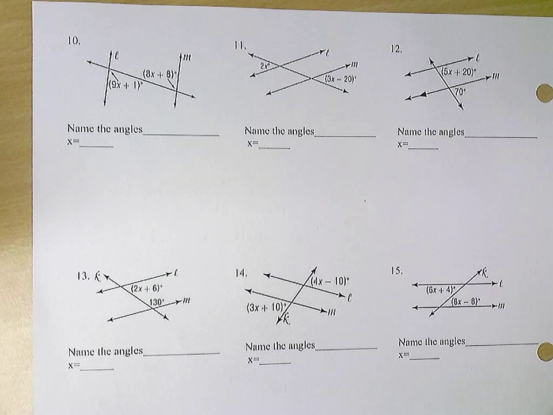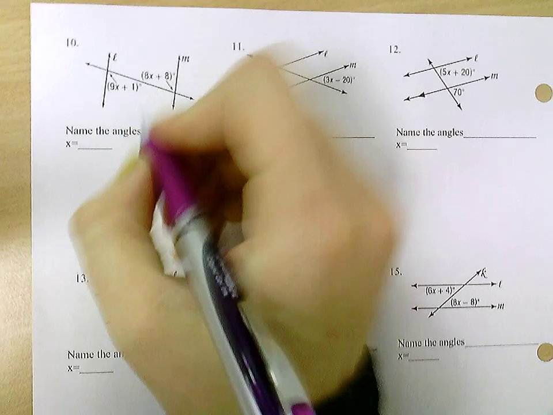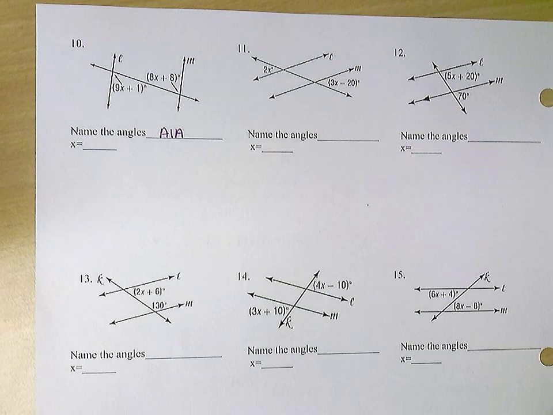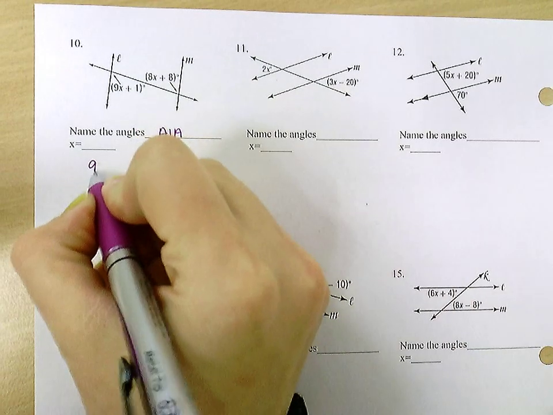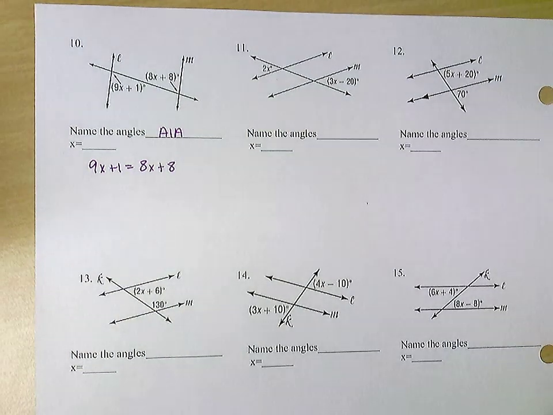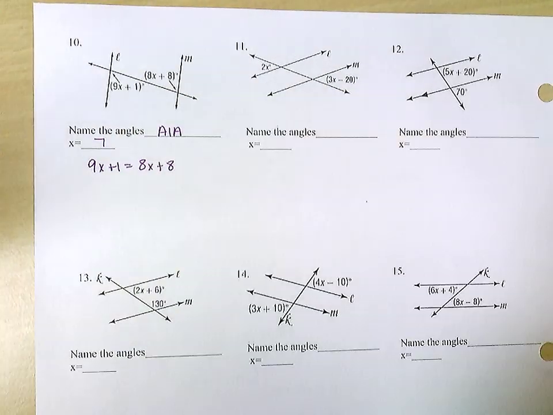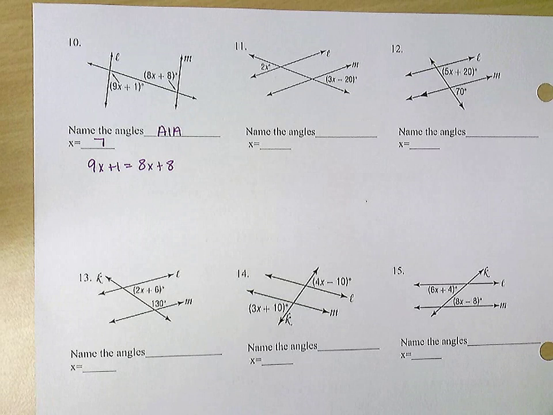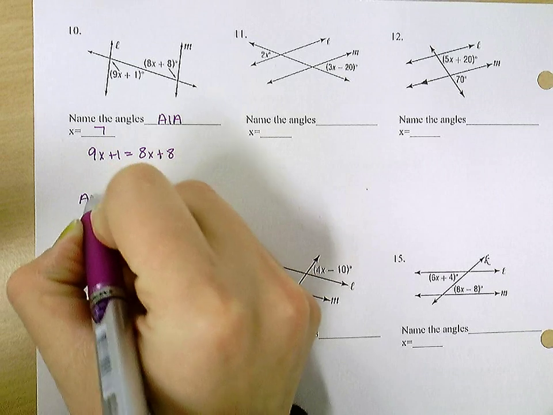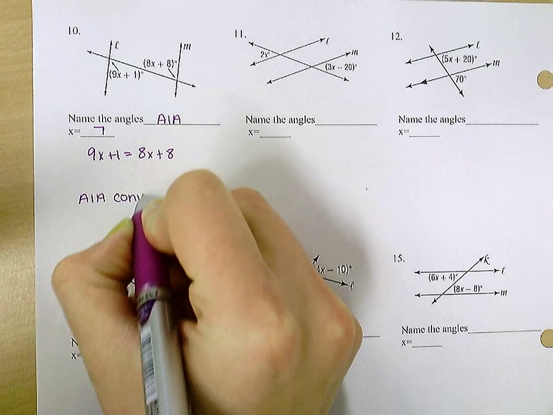All right, quickly here, number 10, 11, 12, and 13. Number 10, these angles are alternate interior angles. You should set each of those measures equal to each other. You should end with x is equal to 7. Okay, x is equal to 7, and those lines are parallel by the alternate interior angle converse.